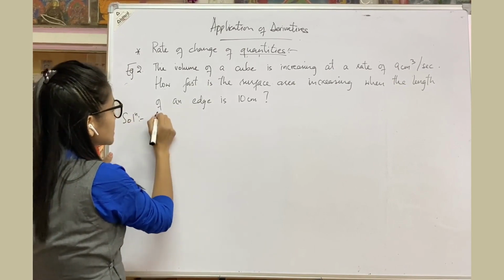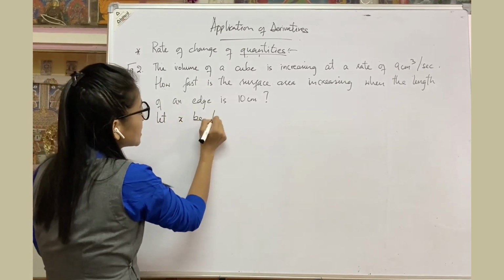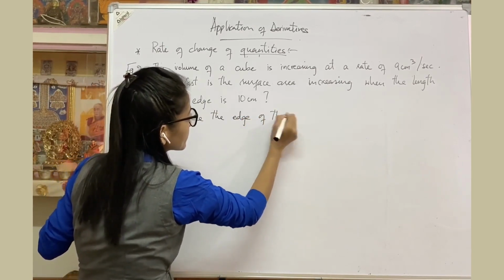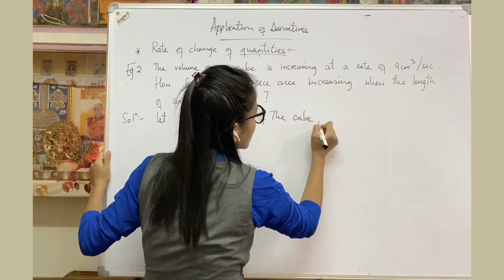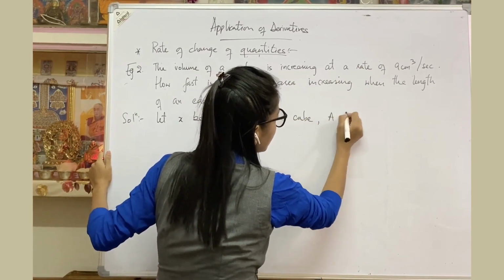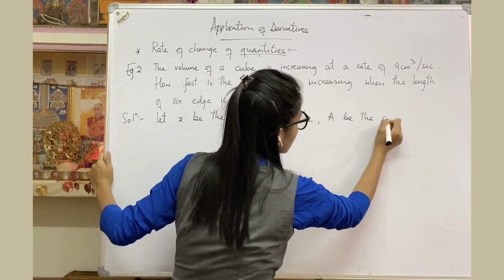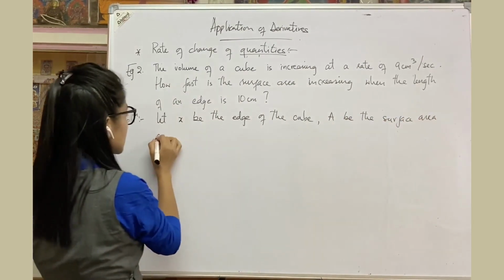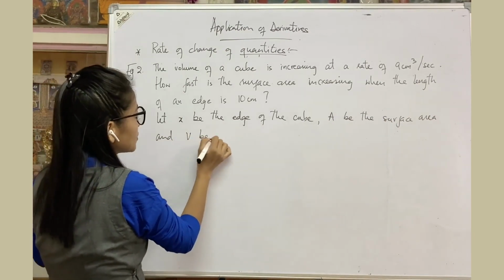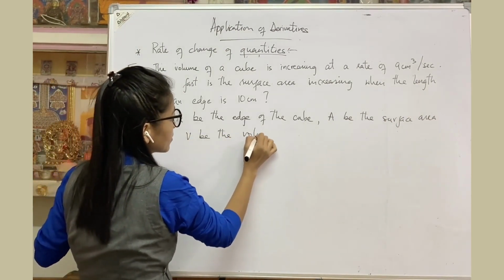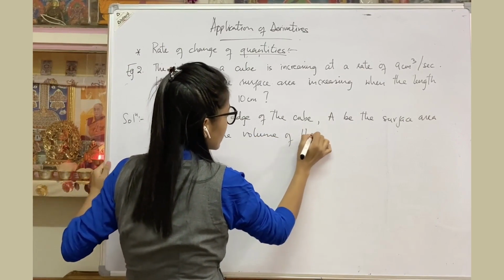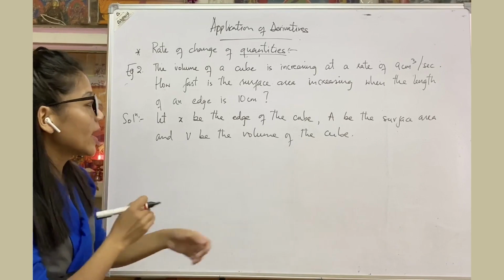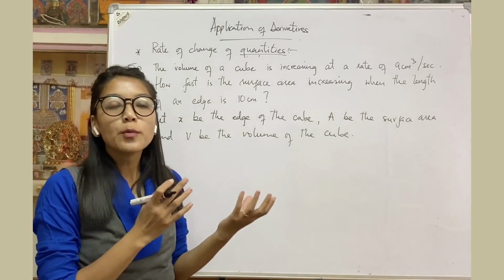I will write: let x be the edge of the cube, A be the surface area, and V be the volume of the cube, right?